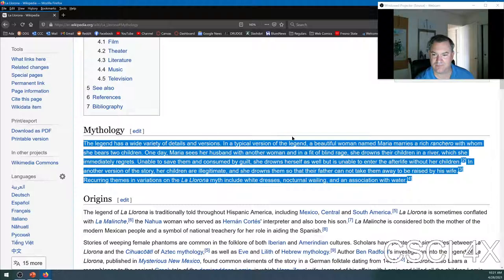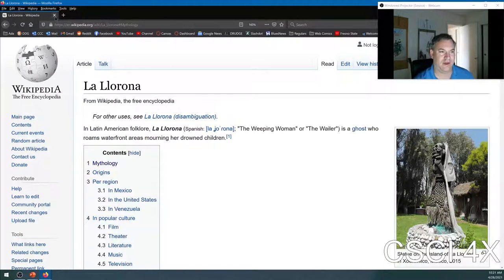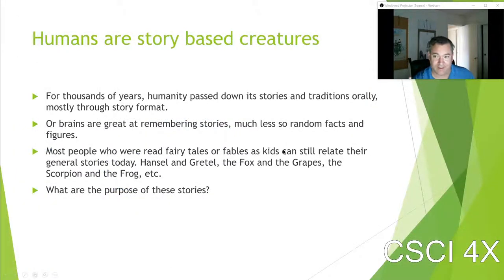So, she drowns her children in a river, consumed by guilt, she drowns herself as well. She becomes a ghost, and basically, the way that it's told to a lot of kids is like, if you're not good, La Llorona is going to get you, right? So make sure you behave, right? So it's a way of scaring kids, I guess, into acting appropriately. There was a movie based on that that came out a few years ago.